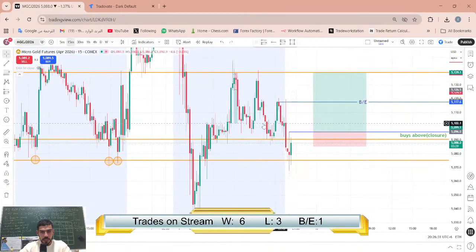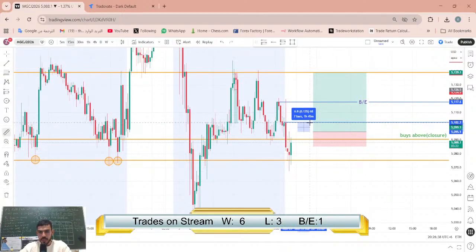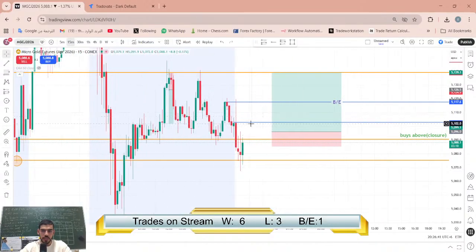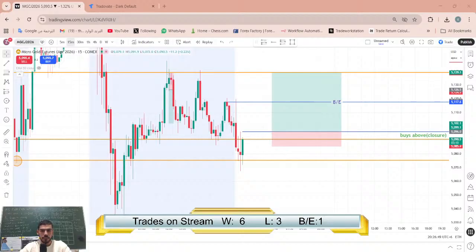We can secure something right about this area right here, I believe. How many pips is that? Let me check. 70 pips. That's possible actually. It depends on the volume and depends on how price will react to our area.